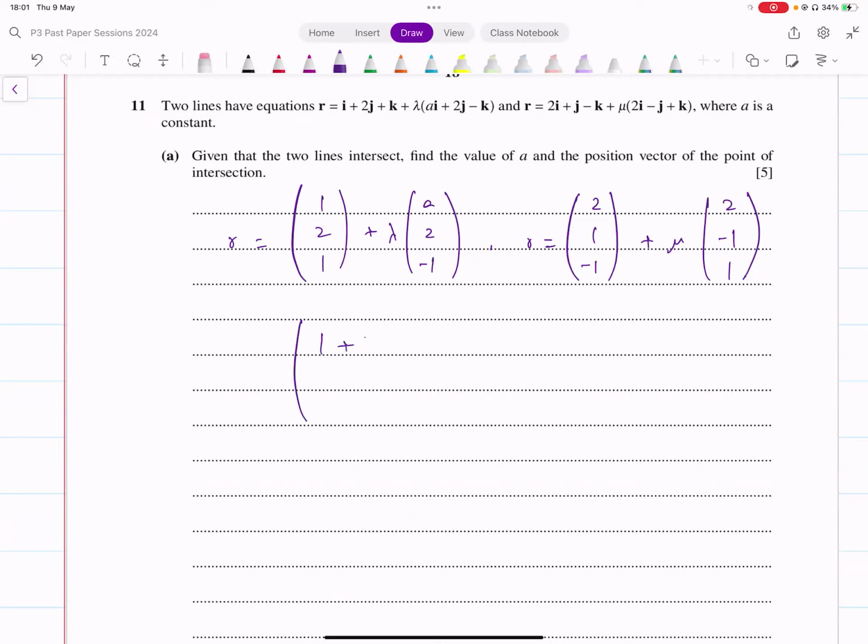Simplify them. It becomes 1 plus lambda A, 2 plus 2 lambda. I have to write it like this instead: 1 plus A lambda, and then 1 minus lambda. This should equal 2 plus 2 mu, 1 minus mu, and minus 1 plus mu. You get 3 equations from that.